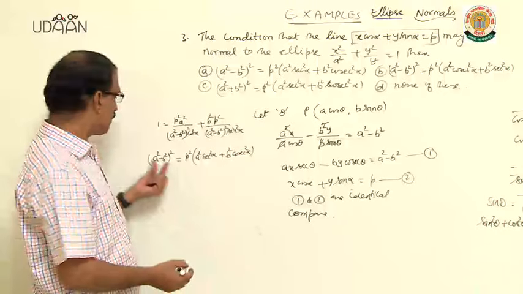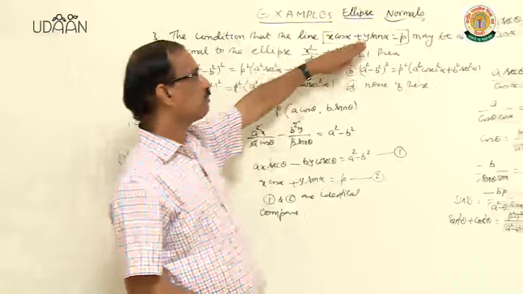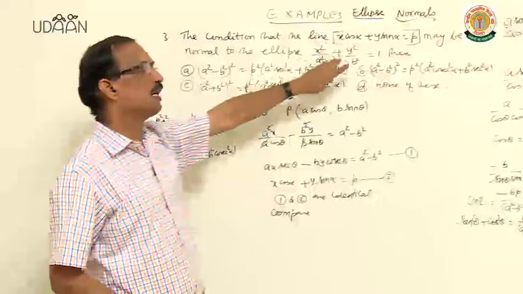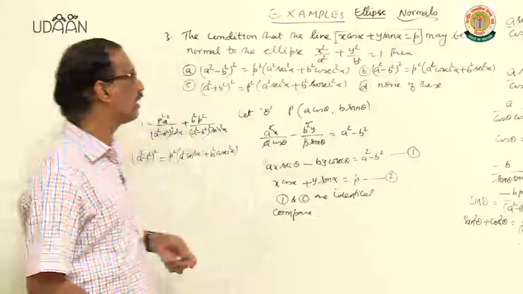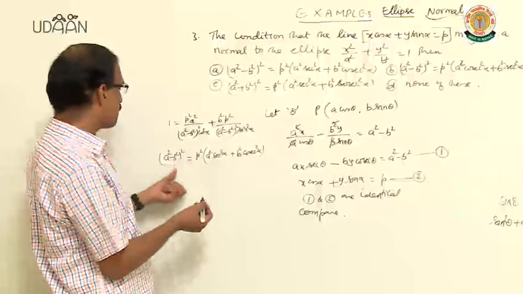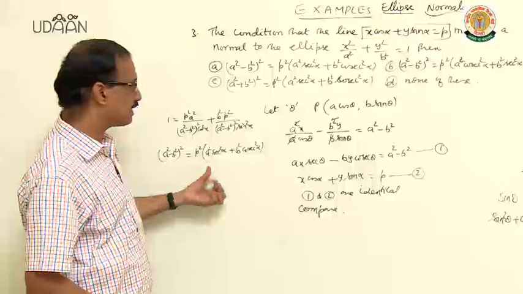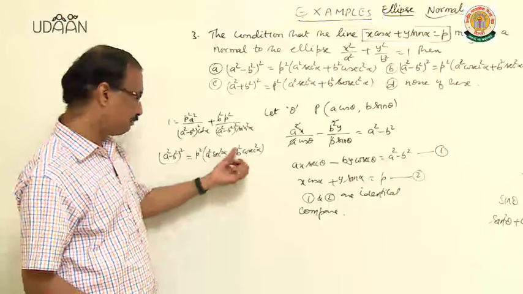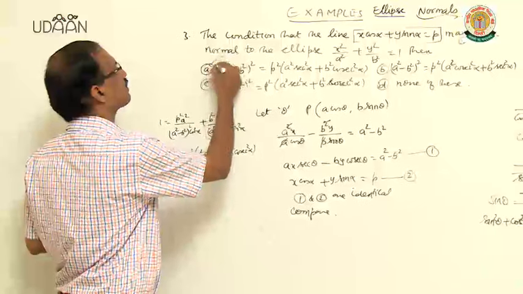So now we got this relation, or the condition, for this to be the normal to the ellipse x square by a square plus y square by b square equal to 1. What is the condition? a square minus b square the whole square equals p square into a square sec square alpha plus b square cosec squared alpha. So your option is A.